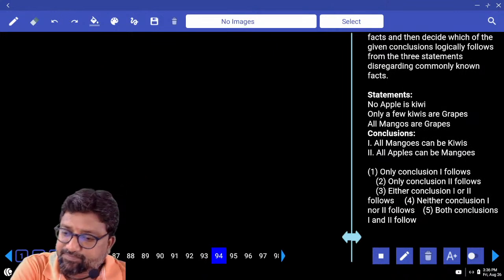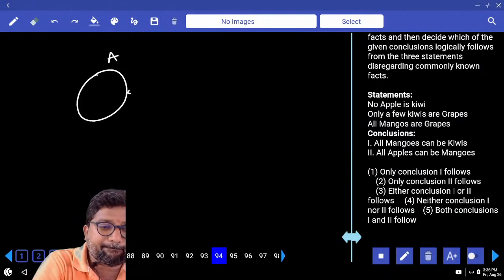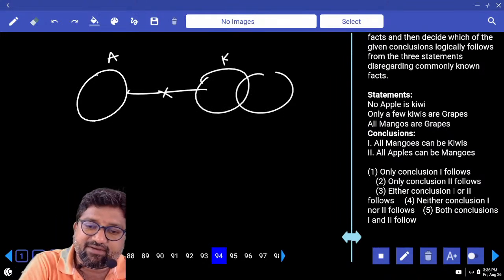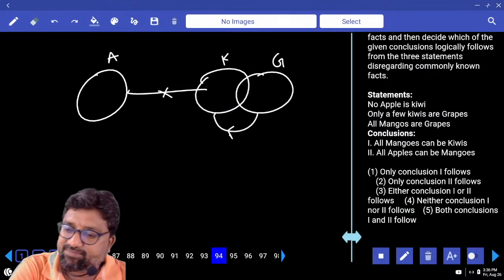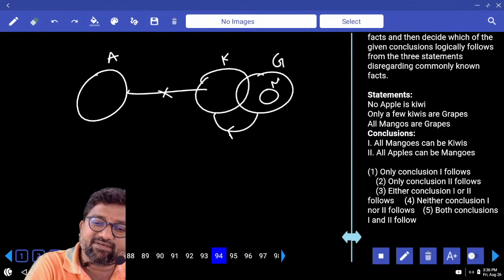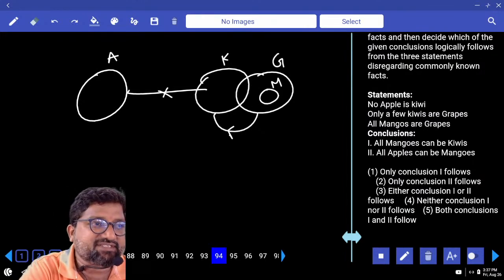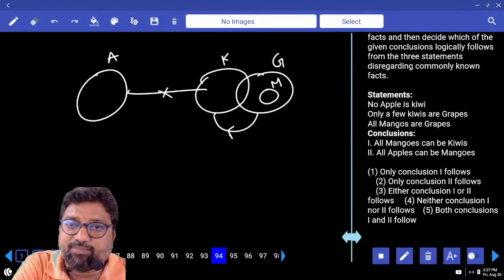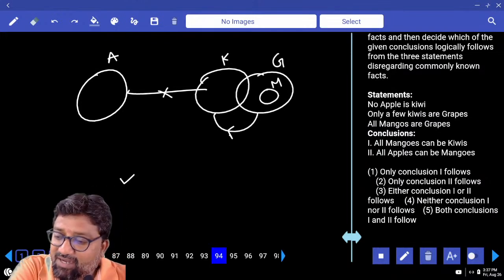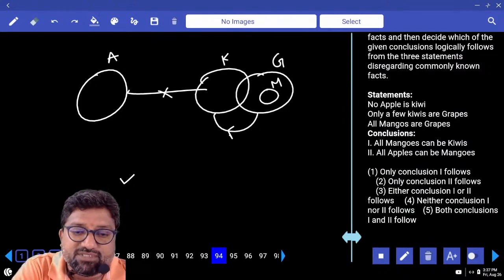94. No apple is kiwi. Only a few kiwis are grapes. All mangoes are grapes. All the mangoes go inside grape. All mangoes can be kiwis. Can I take all the mangoes inside kiwis? Yes, because grape also has the right to go inside. No problem at all. Can be is a possibility. Right or wrong? Right. All apples can be mangoes. Can I take all the apples inside mangoes? Yes. I can take all the apples inside mangoes without touching kiwi.